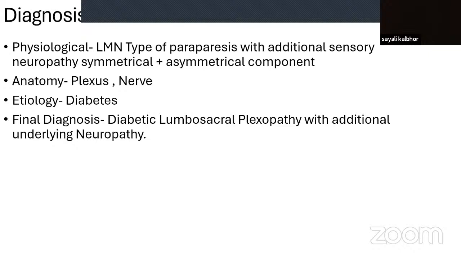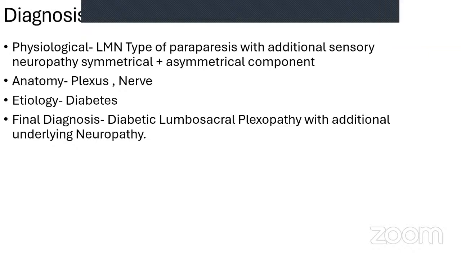And so the diagnosis I've made on this basis is: physiologically, it is a lower motor neuron type of paraparesis with additional sensory neuropathy, the anatomical localization being plexus and nerve, and the etiology being diabetes. Okay. So myopathy has disappeared. You have not told 2-3 things. What is the sensory loss over the lateral aspect of the thigh?